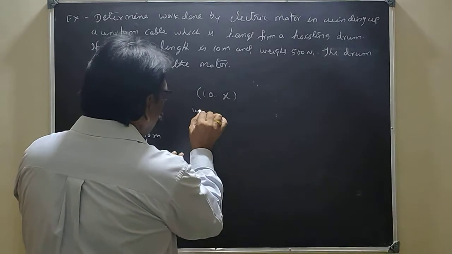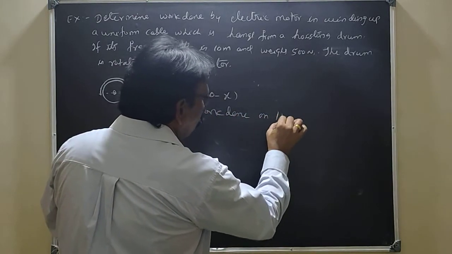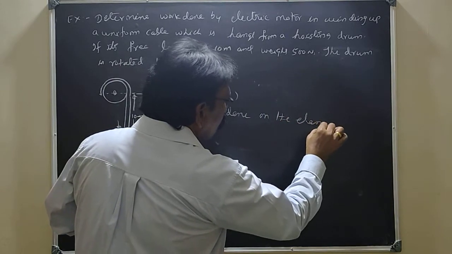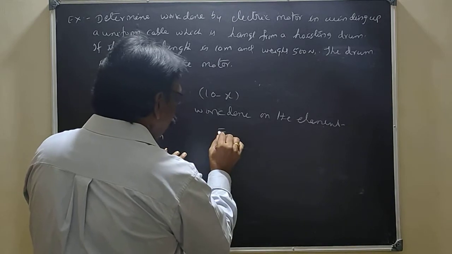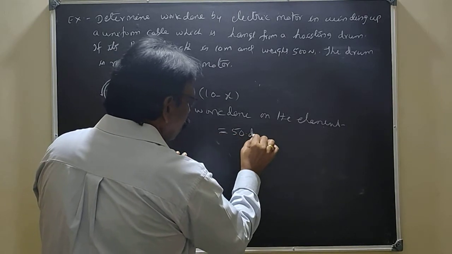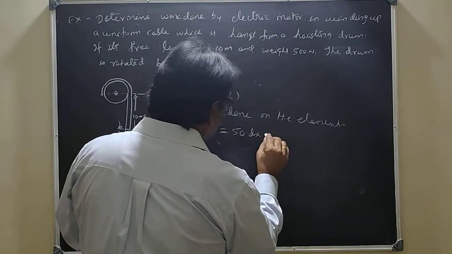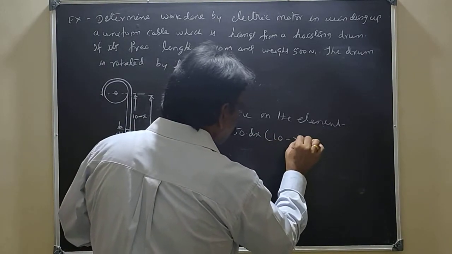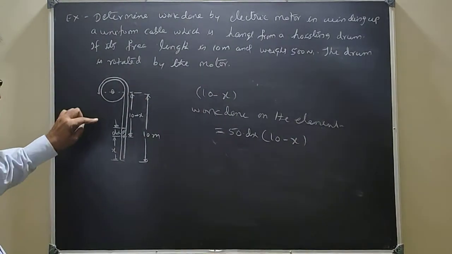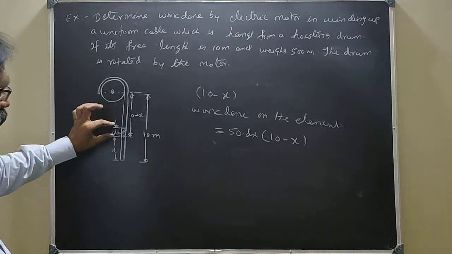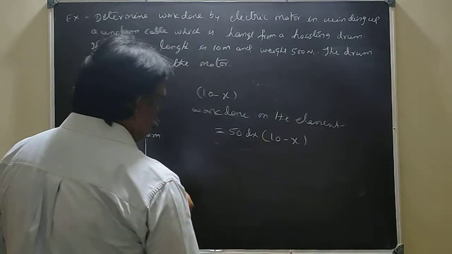Then the work done on the element is equal to the weight, that is how much weight is to be raised, multiplied by the distance to which it is to be raised. So now this is the work done by this motor on this element in order to raise it this distance.